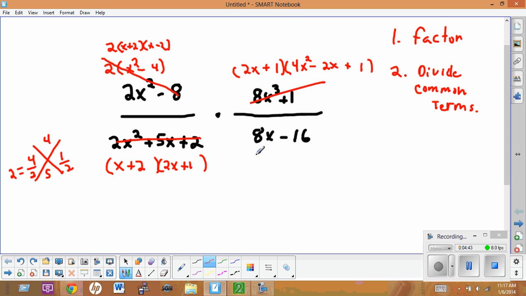Lastly, GCF. And I'm left with an 8x minus 2. Nothing squared in there, so that's the best I can do. So step 1 is done. We factored.